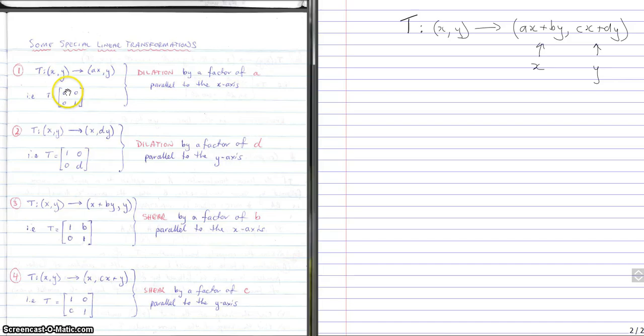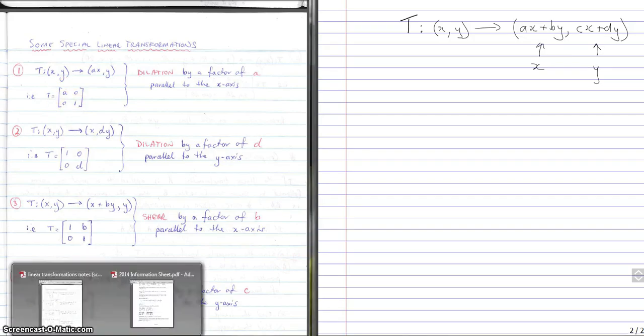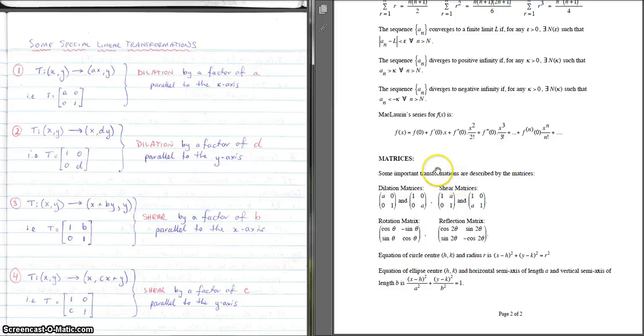And so if we were to write that as a transformation matrix, we'd have it as [a, 0; 0, 1]. And that's what we have here. So this first one is our dilation matrix, by a factor of a parallel to the x-axis.